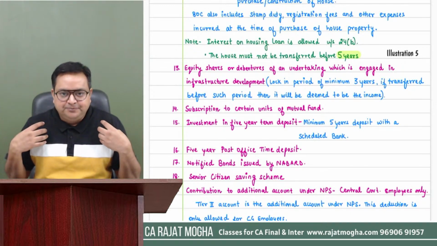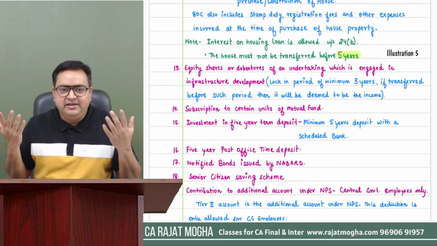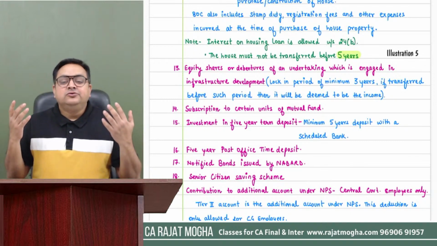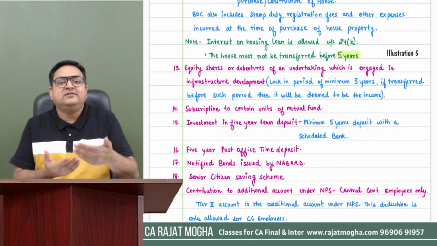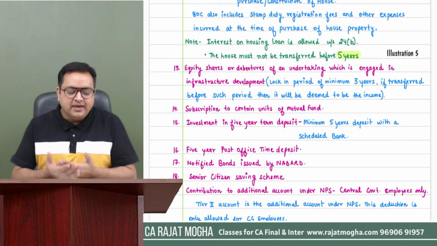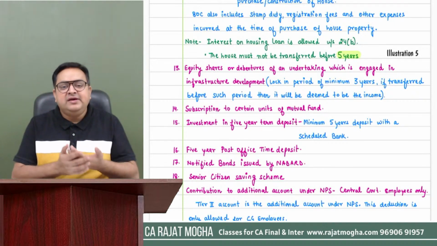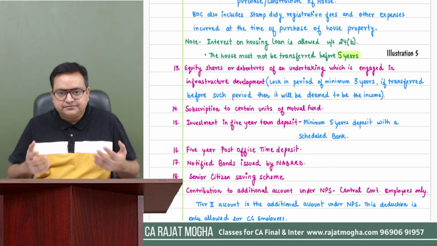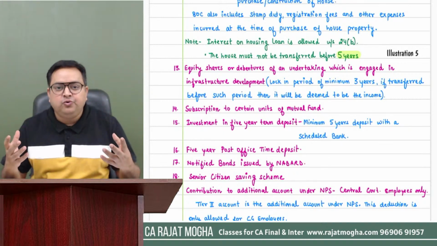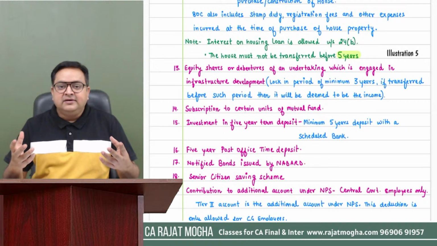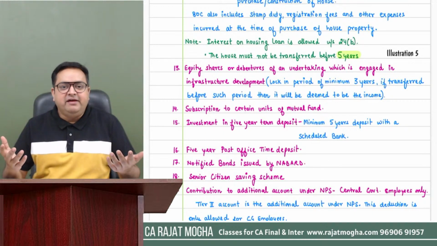So if you purchase equity shares of an infrastructure company, what is an infrastructure company? See, our government would like to develop the country and develop the economy. When will the economy be developed? If we have infrastructure facilities in place, if we have flyovers, dams, bridges, trains, metros, then the country will be developed.